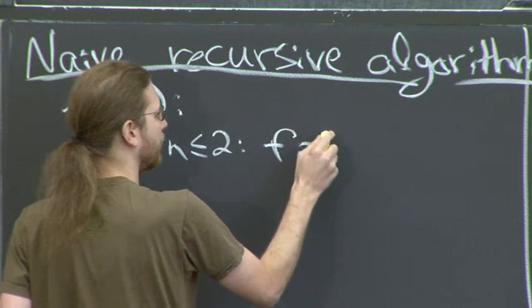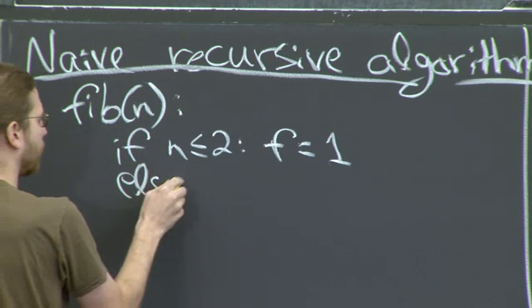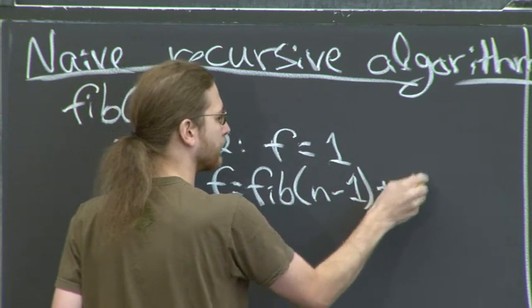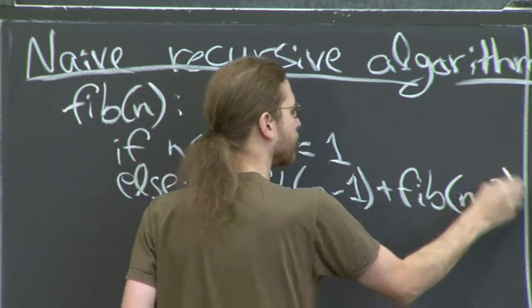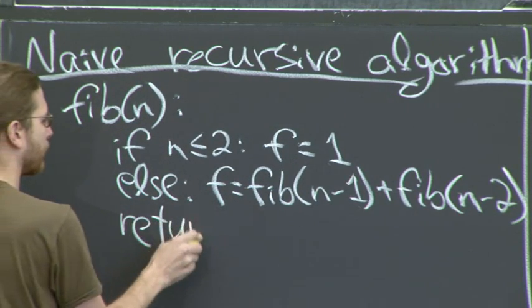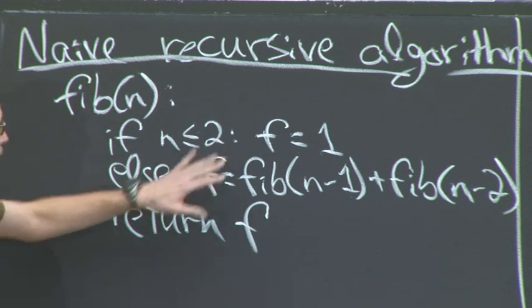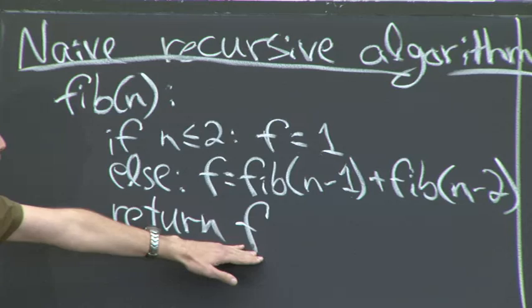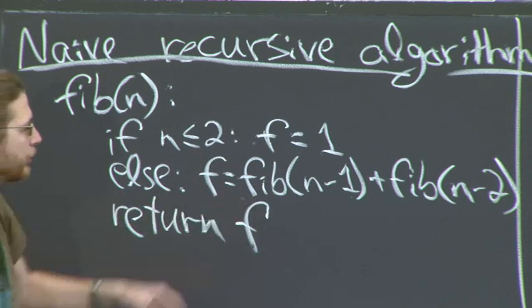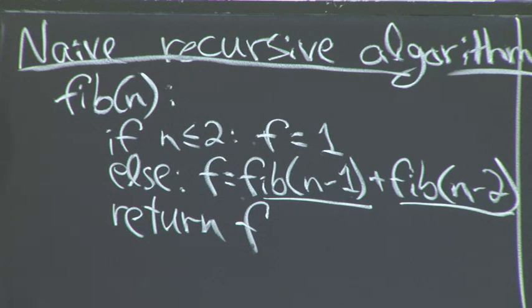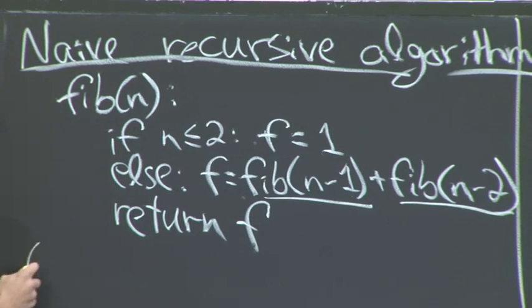I'm going to write it this way. So f is just our return value. You'll see why I write it this way in a moment. Then you return f. In the base case, it's 1. Otherwise, you recursively call Fibonacci of n minus 1. You recursively call Fibonacci of n minus 2. Add them together, return that. This is a correct algorithm. Is it a good algorithm? No. It's very bad. Exponential time.